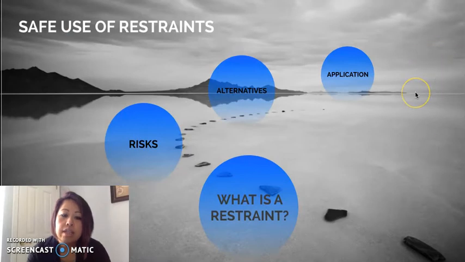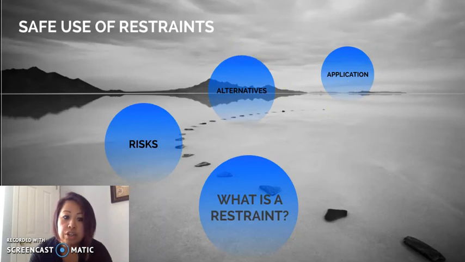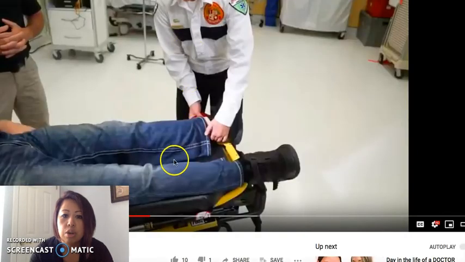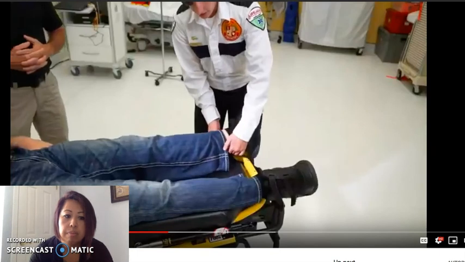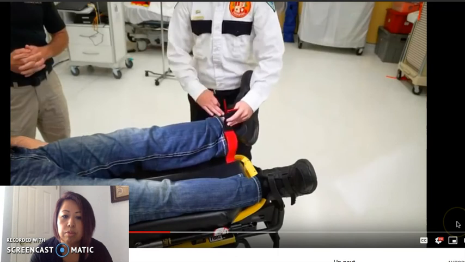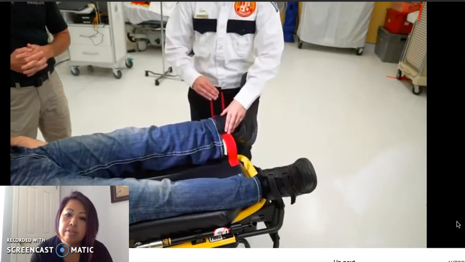Through the course of this class, we'll go over the risks of using restraints. We'll go over the alternatives to using restraints, some measures we can use to keep from having to use them, as well as the application of restraints. We'll actually get a chance to put restraints on each other and make sure that we're applying them correctly. We'll use role play, and we'll each take turns being the nurse and the patient. We'll also take a look at some videos such as this one right here on the correct application of wrist and ankle restraints.